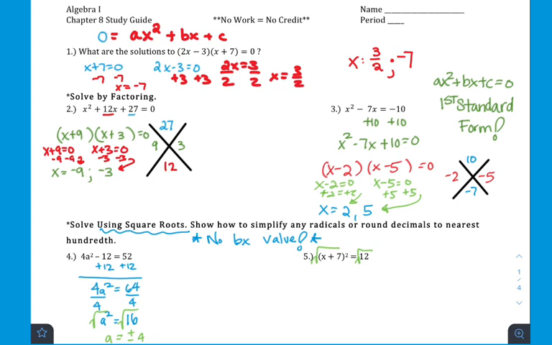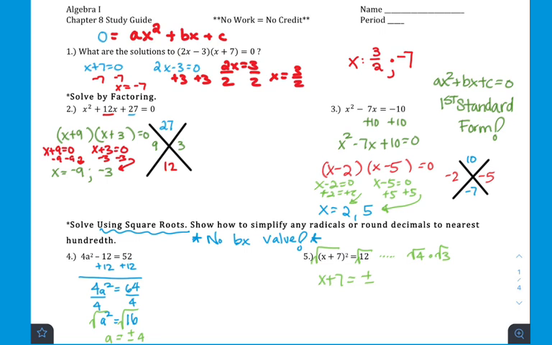Okay, on number 5, we have a perfect trinomial that has been factored for us here, x plus 7 squared, which if I multiply that out, I would get x squared plus 14x plus 49. But it's already factored for us as a perfect trinomial. So I square root both sides, and I get x plus 7 equals plus or minus the square root of 12.